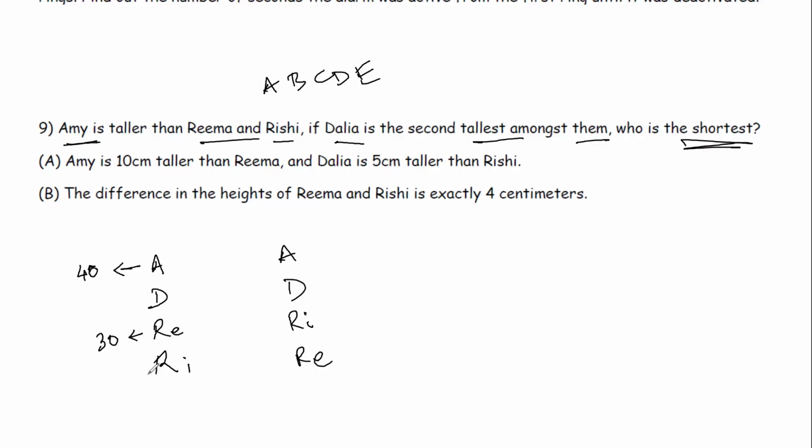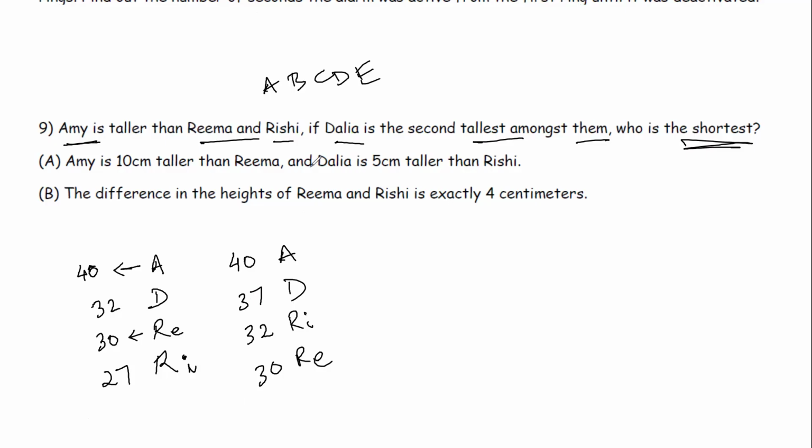RE for Rima, RI for Rishi. And Dahlia is 5 centimeters taller than Rishi. All right. So if we have to go in this order, Rishi is the shortest. So we can say this is 32 and this will be 27, correct? 32 and 27. And so we know Rishi is the shortest. But then you can argue that if Amy is 40 and Rima is 30, correct? You can very well have this as 32 and this as 37. Who's to stop you from having this arrangement?